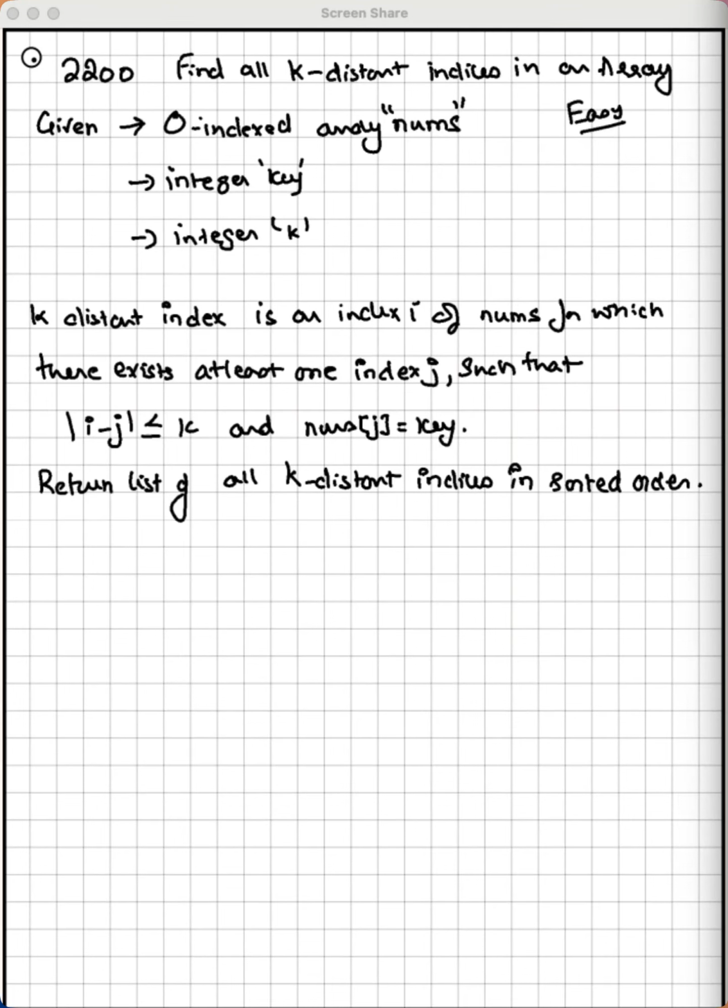Let us understand what this means. So let's say this is my index j and nums[j] happens to be key. Then what we are saying is that there are a few indices such that j minus k to j plus k is a range, and all of these values, each an index i, is a k-distant index because they satisfy the condition.